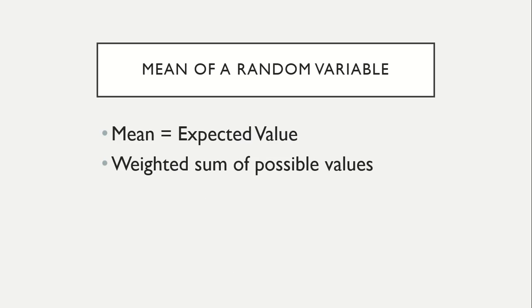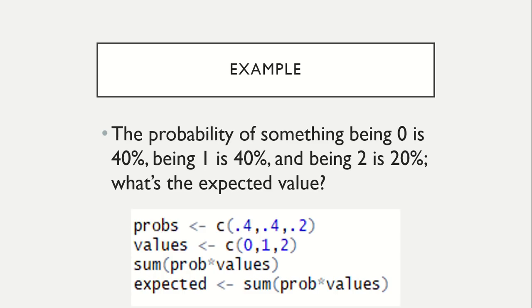The mean of a random variable is the expected value. It is the weighted sum of all possible values. Let's go over an example. Let's say the probability of something being 0 is 40%, the probability of it being 1 is 40%, and the probability of it being 2 is 20%. What is the expected value? You would use the R code I put on the slide. You would first create a vector for the probabilities, a vector for the values, and then sum the product of these two vectors, and then that is your expected value.